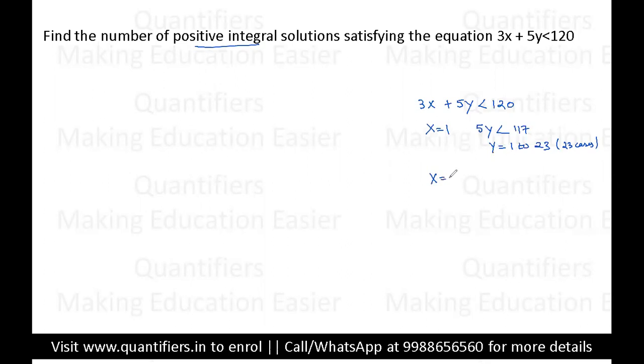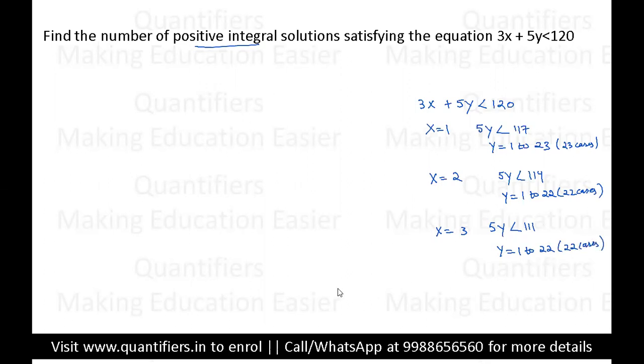Similarly, if I put x as 2, so then I am going to get 6 plus 5y is less than 120, which will give 5y less than 114. Now students, in this case, y will range from 1 to 22. Now there are 22 cases possible. And now if I put x is equal to 3, so in that case we'll get 5y is less than 111, which will again give us the same number of cases as above, that y will lie from 1 to 22, and this will give us 22 cases again.